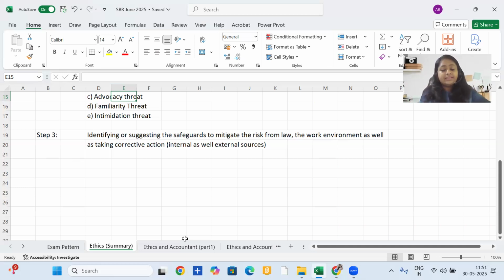Always remember your ethics question would be completed in these three steps only. In your exam, you'll always have ethical dilemmas. Please do not get panicked by looking at those dilemmas. Just identify the principles breached, highlight them, relate them with the question, and give your conclusions.